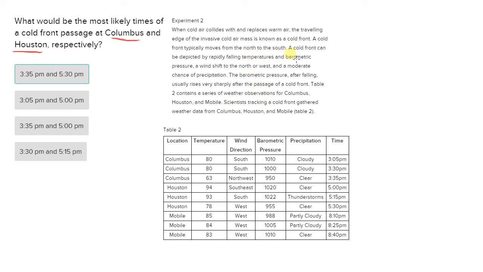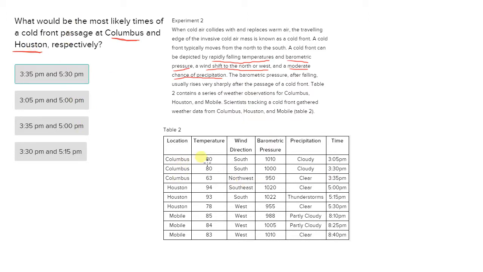A cold front can be depicted by rapidly falling temperatures and barometric pressure, so a decrease in both of those, a wind shift to the north or west, and a moderate chance of precipitation. So we're going to be looking for dropping temperature, dropping pressure, a shift in the wind to the north and west, and a moderate chance of precipitation. So it might start raining or it might start storming. We're going to look down into table 2 and see where this happens for Columbus and Houston.